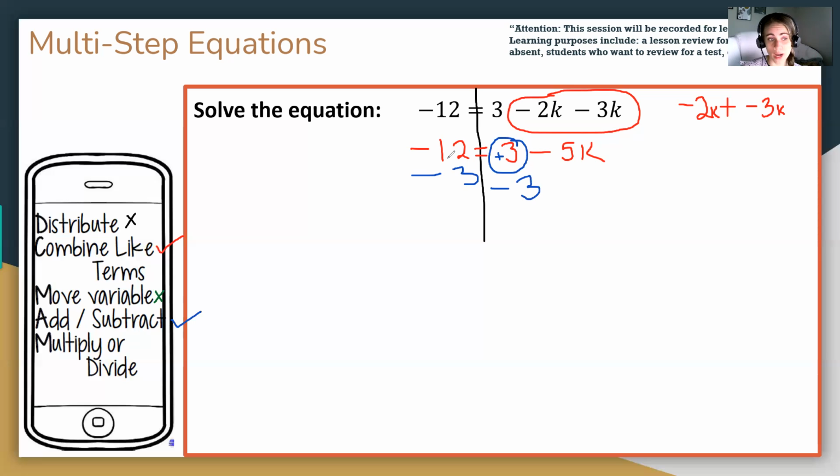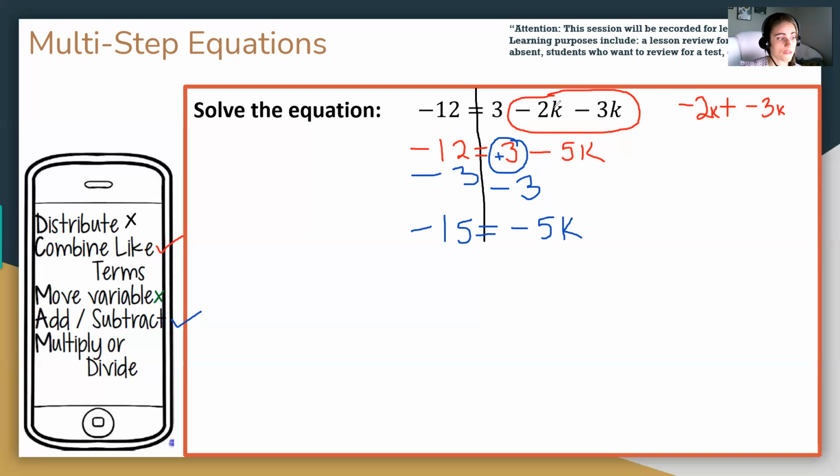All right, negative 12 and a negative 3, kind of same as up above. They both have the same sign, so we add them and keep the sign, which makes it a negative 15. And then positive 3 and negative 3, they cancel out and equal 0. So we're left with a negative 5k.